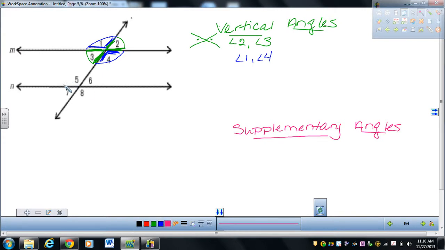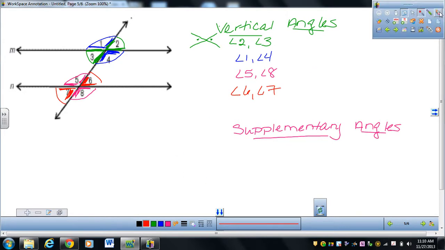And then you've got angle 5 right here is looking at angle 8 right here. And those two are pairs. And then you have angle 6 right here and angle 7. And they are looking at each other and they form the V's. Angle 6 and angle 7, those are vertical pairs.